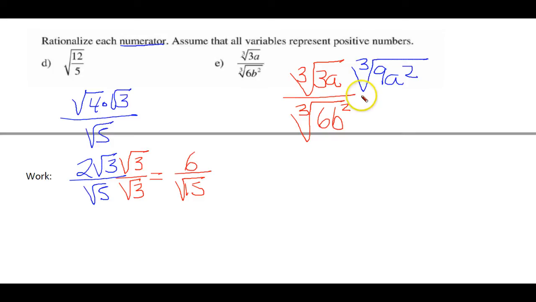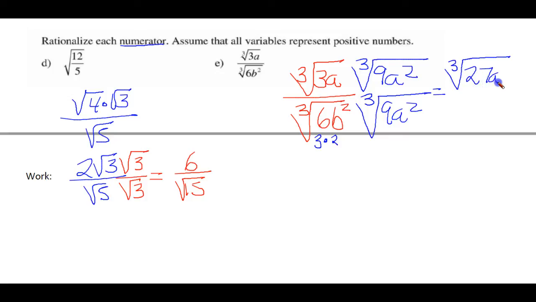Now I'm going to multiply my denominator by 9a squared also. But keep in mind here that this 6 is 3 times 2. So in a sense, I'm multiplying this 6 by a 9, and 9 is 3 times 3. So you'll see what's going to happen here shortly. So this then becomes the third root of 27a to the third, which is going to be a perfect cube, which we'll simplify in a moment. But now this becomes the cube root of 54a squared b squared.